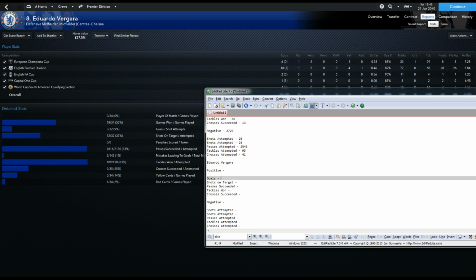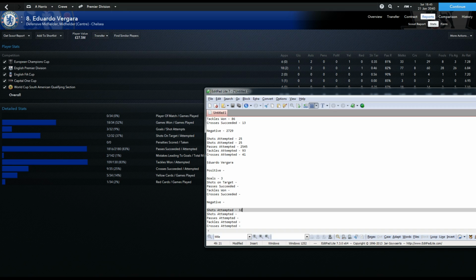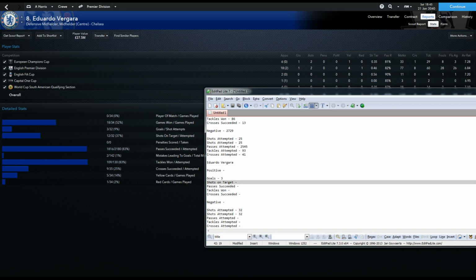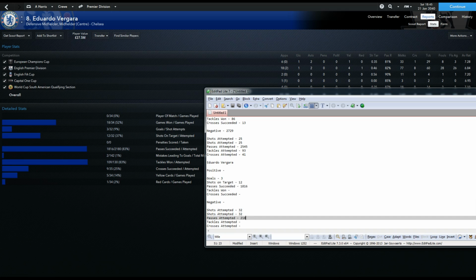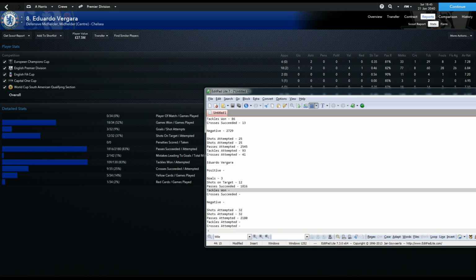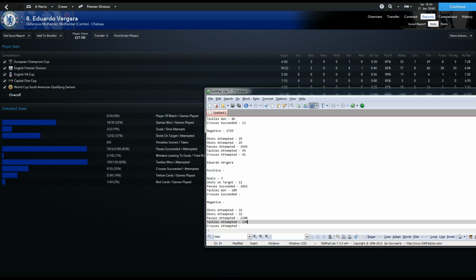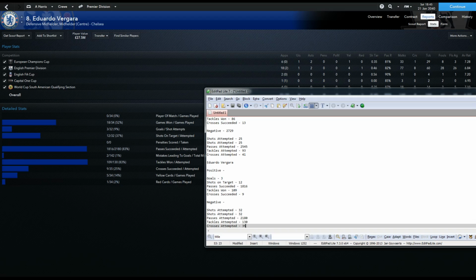See, this is the thing you have to remember. If you are going to use this, it isn't really about what the average rating is, because as in many sports, the average rating can change very quickly. So, shots on target, 12. Shots attempted, 32, that's fine. Passes succeeded, 1816 out of 2180. Tackles 109. Tackles attempted, 130. Crosses succeeded, 9 out of 35.